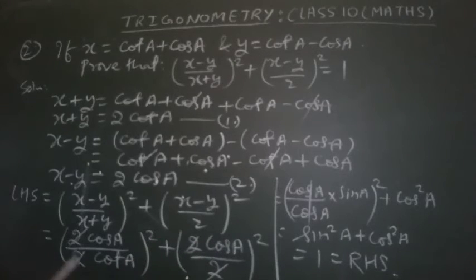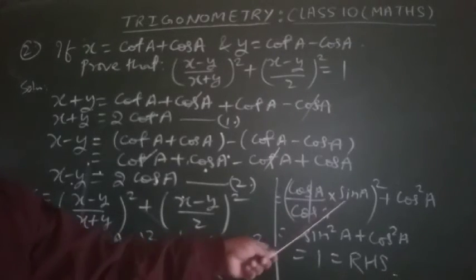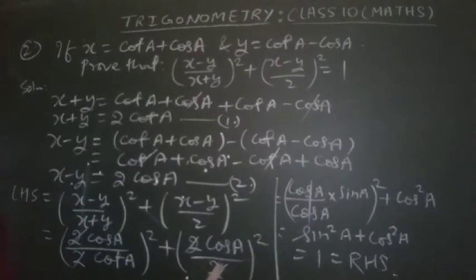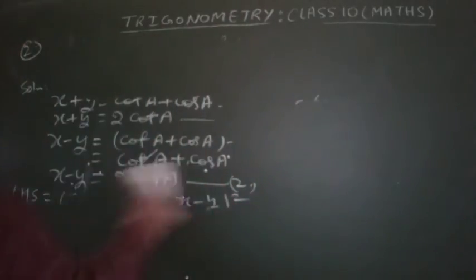2 cancels, cot means cos by sine. So here it is cos and sine will go up. Here cos cancels, sine A whole square. And this is cos A whole square, cos square A. The sine square A plus cos square A value will be 1. Clear?